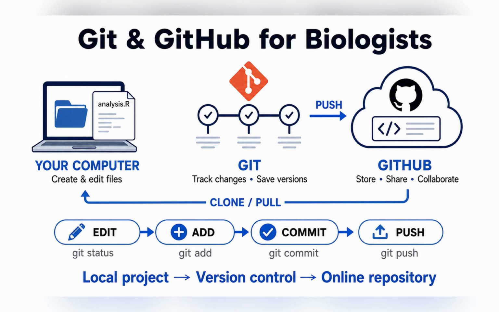Git tracks changes on your computer. GitHub stores and shares your Git project online. The basic workflow is very simple. Edit, add, commit, push. We edit our files, use Git to track and save the changes, and then push those commits to GitHub. Now, let's start with the practical steps.